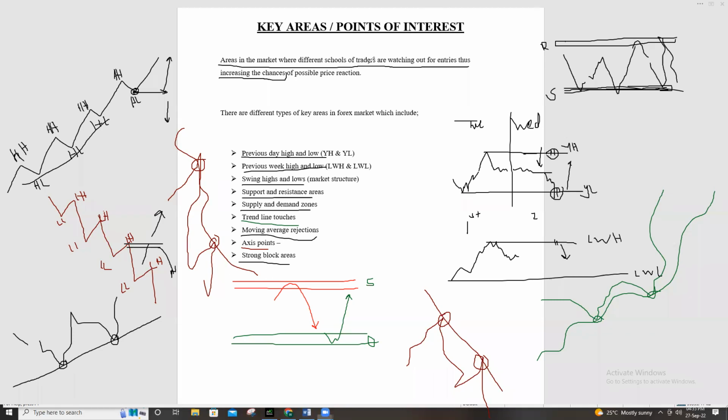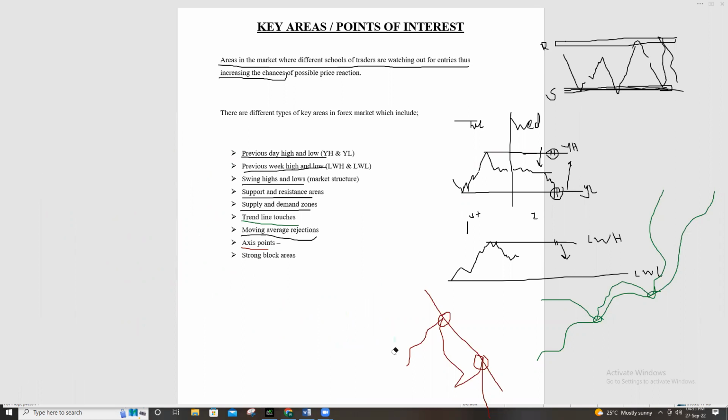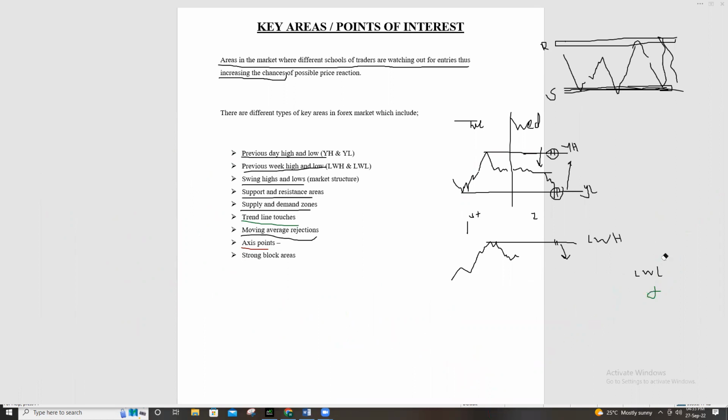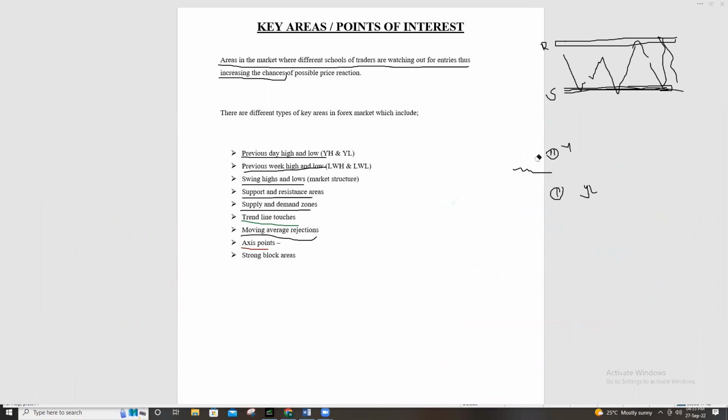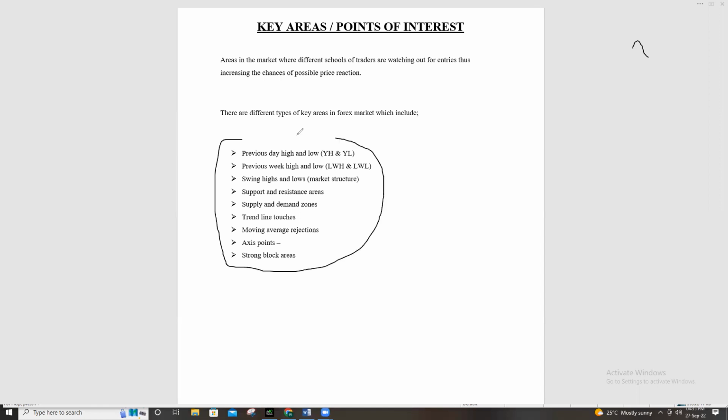So if you've gone through that, that would be awesome, because for a strong block, I'm not talking about all blocks, I'm talking about a strong block. A strong block has an 80% or 88% chance of being retested, and therefore it gives us a very awesome key point or point of interest. So these are the different types of key points or points of interest that we will be dealing with today.